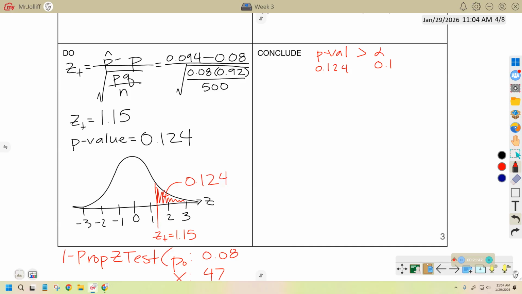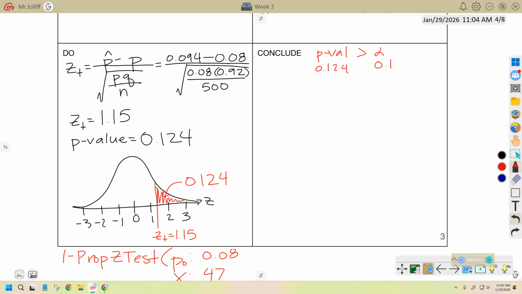We do not have enough evidence with this sample of 500 potatoes to make a statement that the percentage of blemishes in that truck is more than 8%. Because it is totally reasonable to get a percentage of blemishes of like 9% from a sample of 500, even if the overall truck is 8%. That is within normal sampling variation.